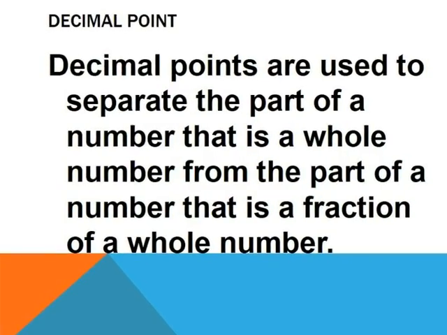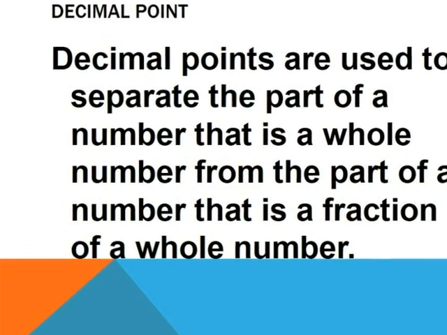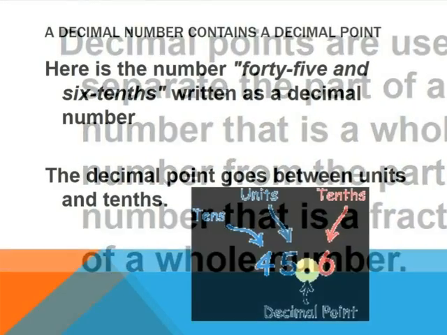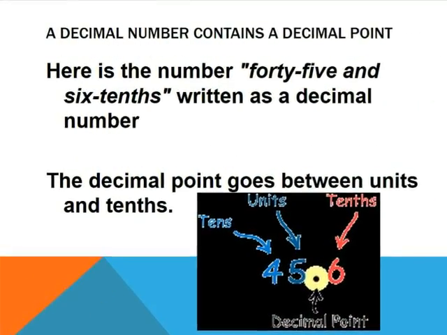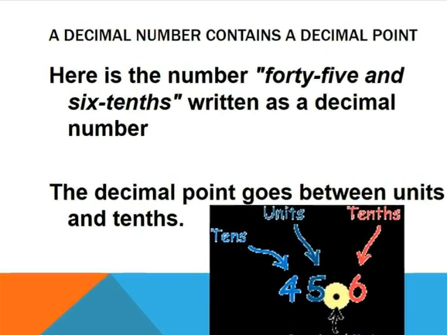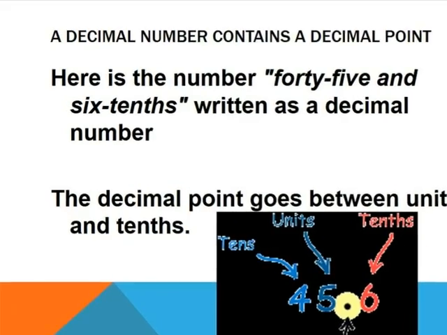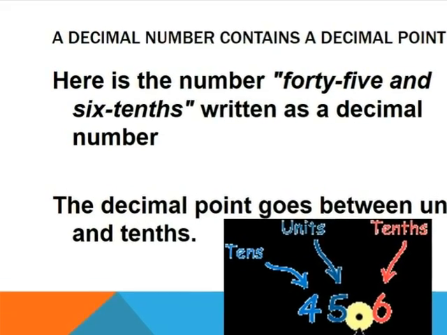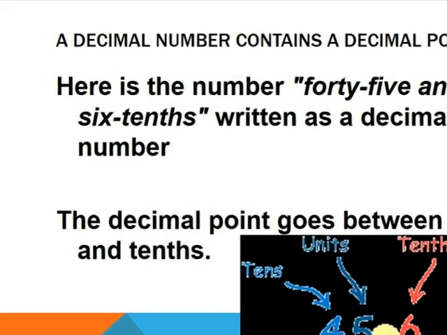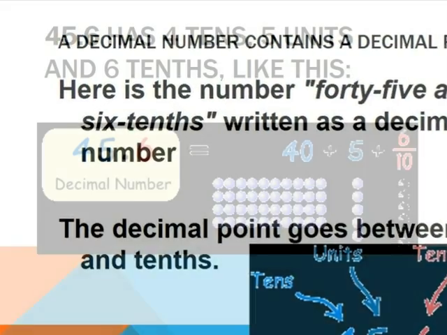Decimal points are used to separate the part of a number that is a whole number from the part of a number that is a fraction of a whole number. A decimal number contains a decimal point. Here's the number 45 and 6/10, written as a decimal number. The decimal point goes between the units place and the tenths place.